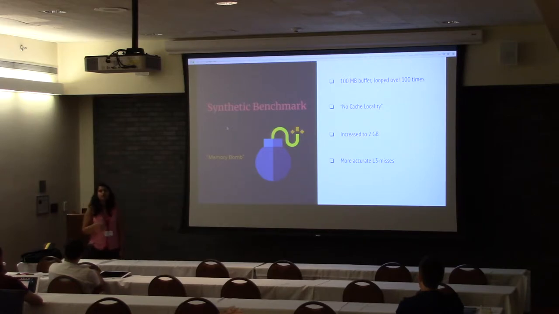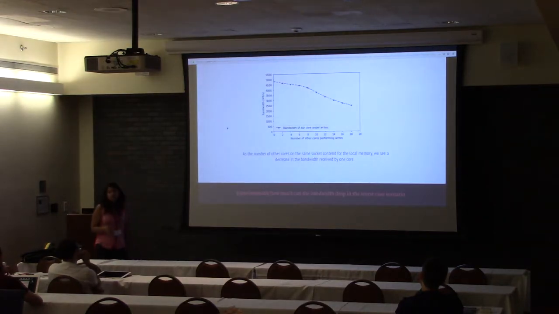So how bad is contention at the main memory when you use a completely memory-intensive task? This is the result we got. On the x-axis is the number of other cores that are also performing writes, so you can think of it as the number of other cores contending for the main memory. If you look at 10, that means there are 10 other cores also trying to access the main memory at the same time as the core under analysis. And bandwidth is how much memory bandwidth the core under analysis is getting.